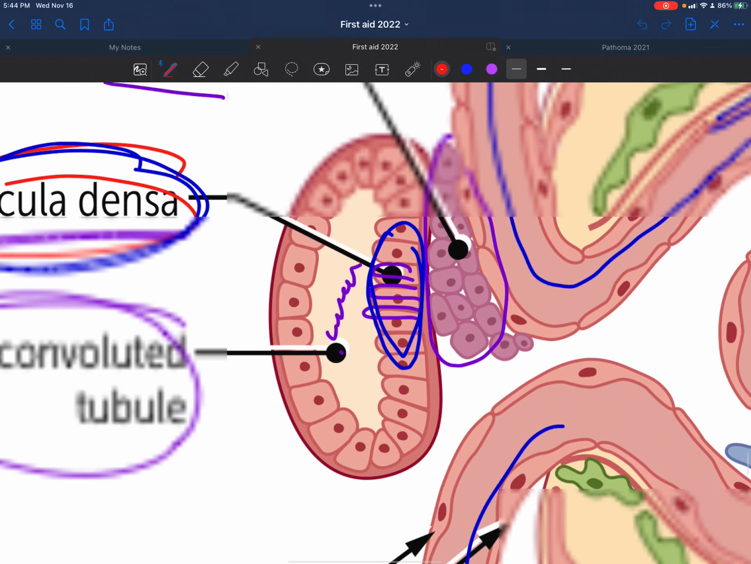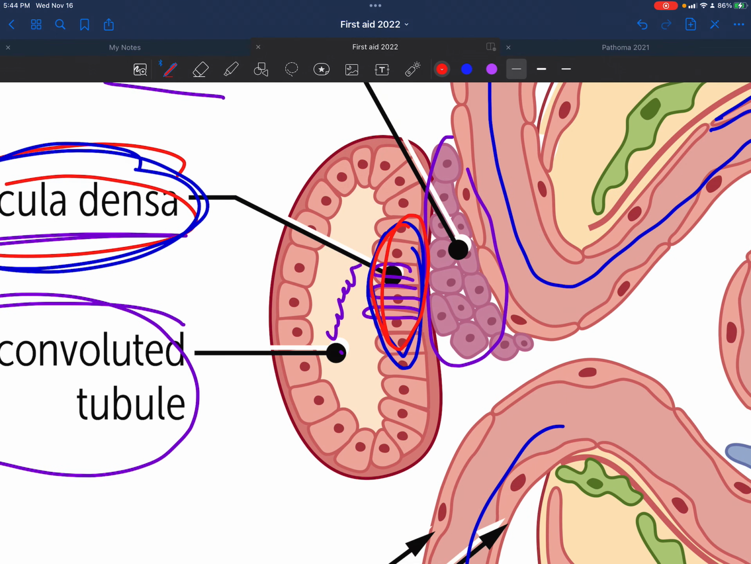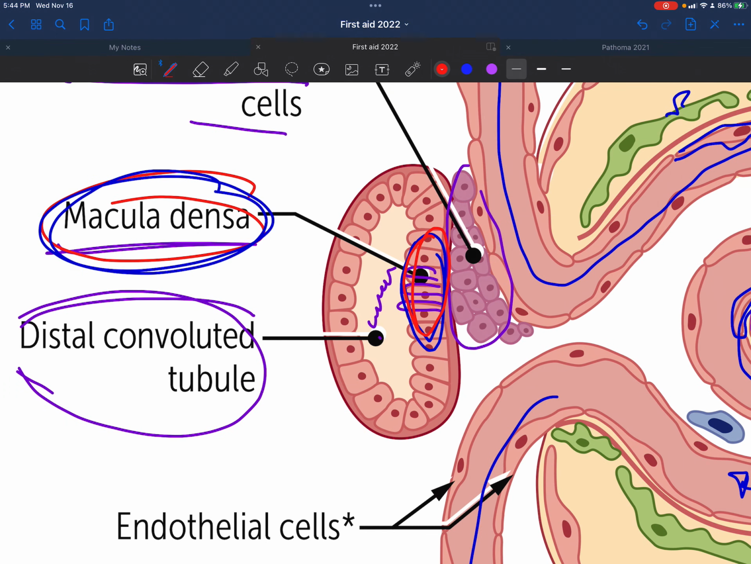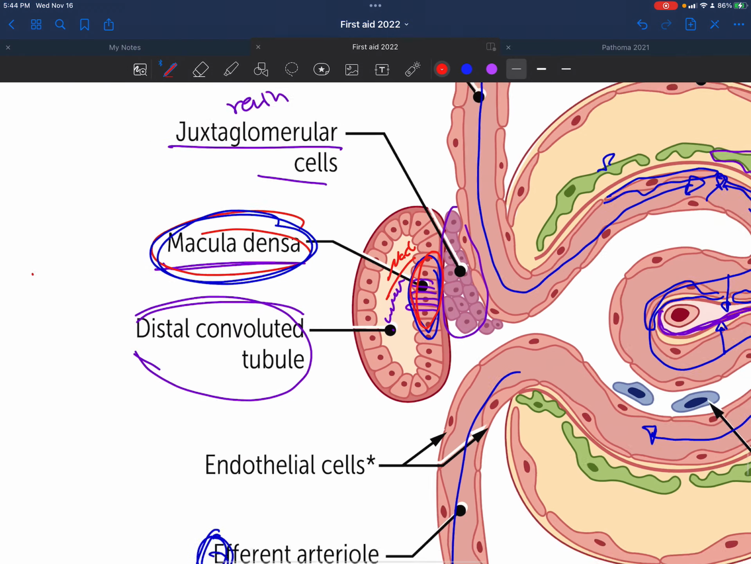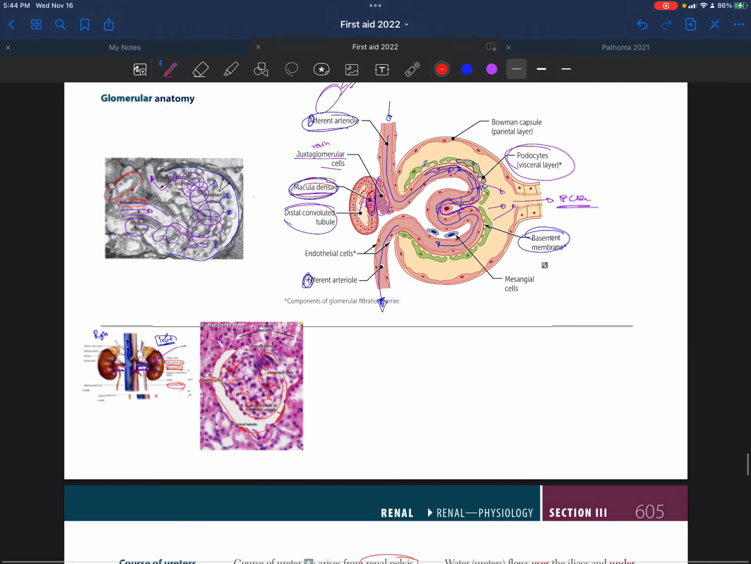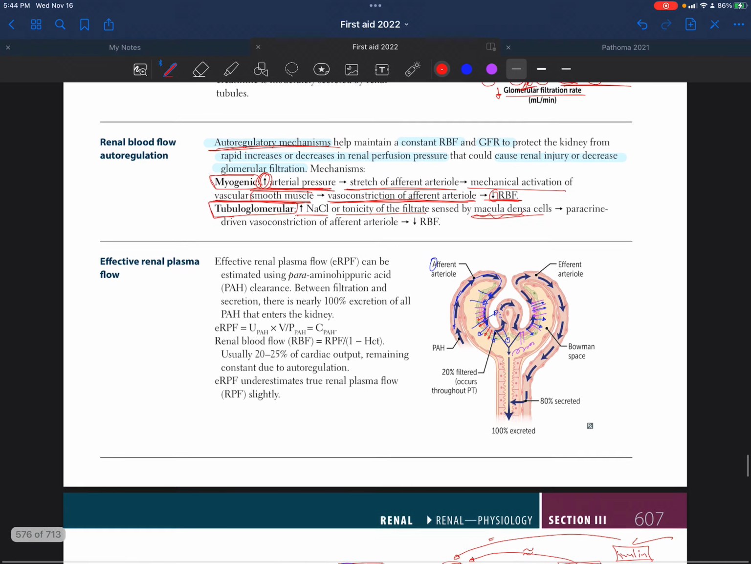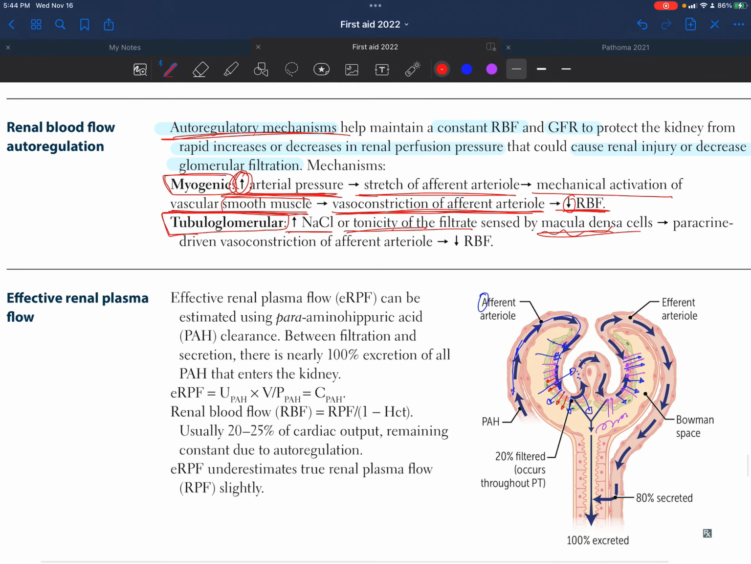There you go. This is the macula densa. So we said that it's part of the distal convoluted tubule, which means it will sense the amount of NaCl that is there within the distal convoluted tubule, like within the urine, I mean. So when it senses there is hypertonicity of that filtrate, or there's an increased amount of NaCl, then they will do their effect, and that is a paracrine-driven vasoconstriction of the afferent arteriole. So they do it through the paracrine process.